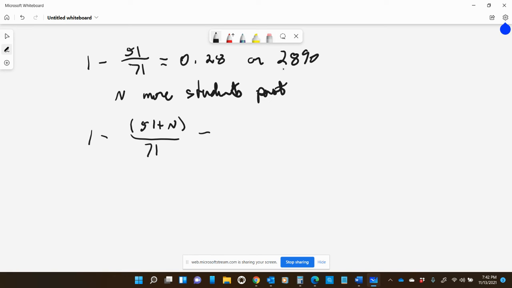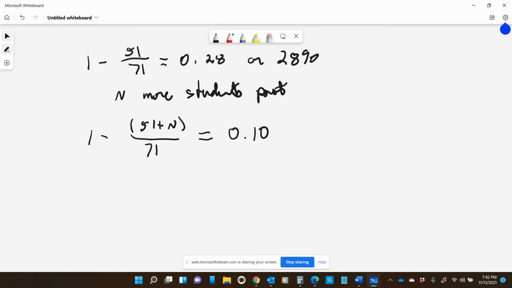And the question is, what does n have to be to reduce the number of students who have not posted yet down to 10% from 28%? So I'm going to set that equal to 0.10 like that. Well, we'll solve for this.